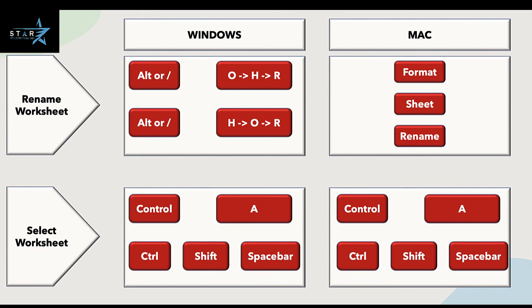Now let's talk about how we are going to select the entire worksheet. And you would be happy to know that in Windows and Mac, it works exactly in the same way. So the first one is Control A. And the second one is Control Shift and Spacebar.